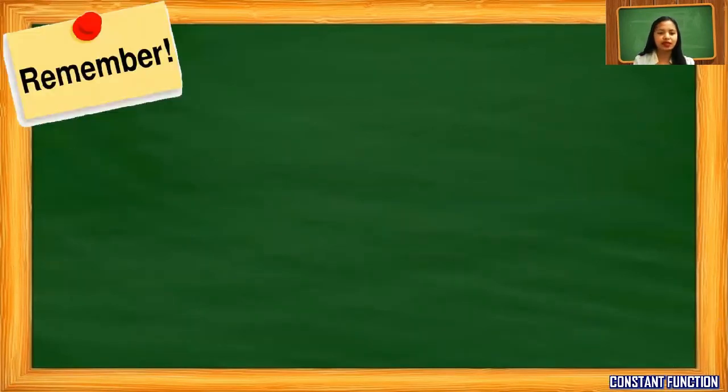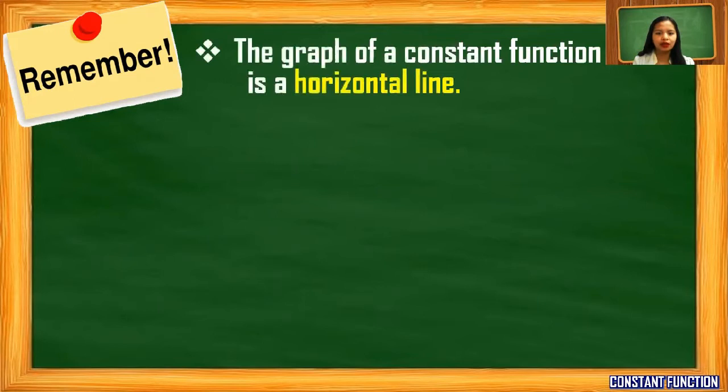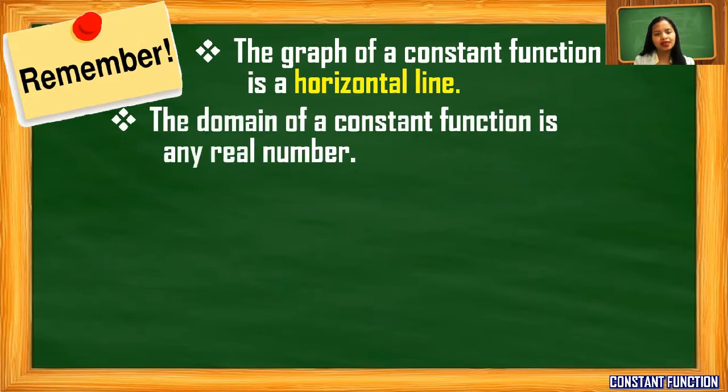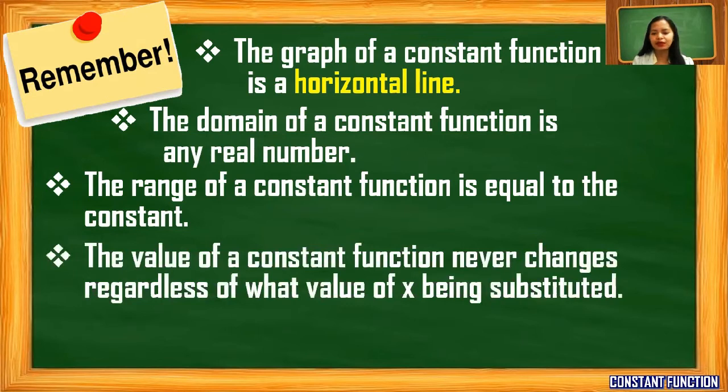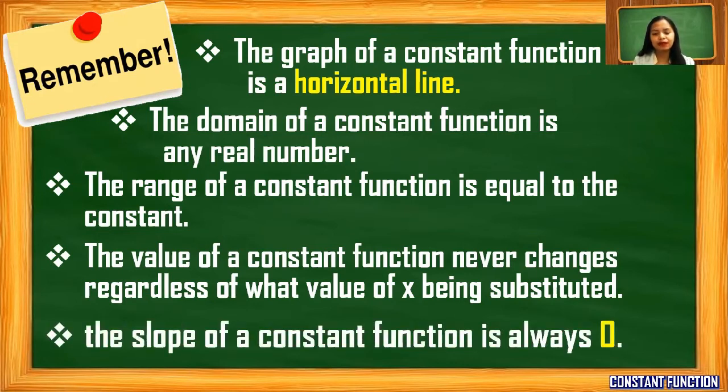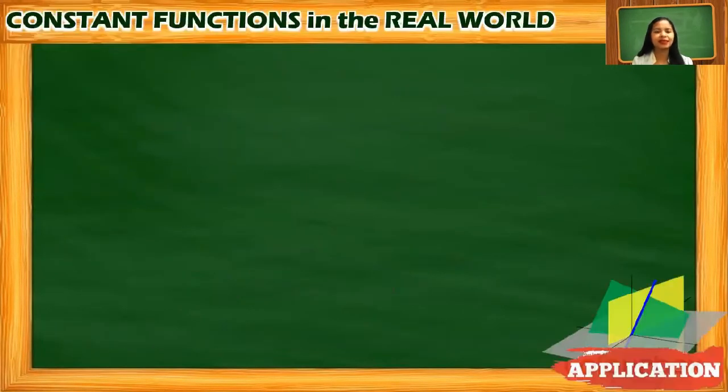Before we proceed, let me give you these points to remember about the constant function. First, the graph of a constant function is a horizontal line. Another one, the domain of a constant function is any real number, while the range is equal to the constant. The value of a constant function never changes regardless of what value of x is substituted. And lastly, the slope of a constant function is always equal to 0. Isn't it amazing?